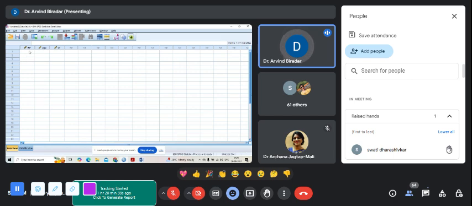To enter the values, BP: 105, 120, 107, 109, 119.